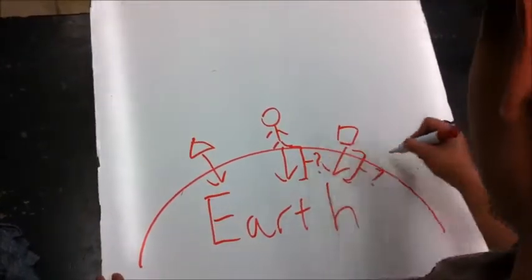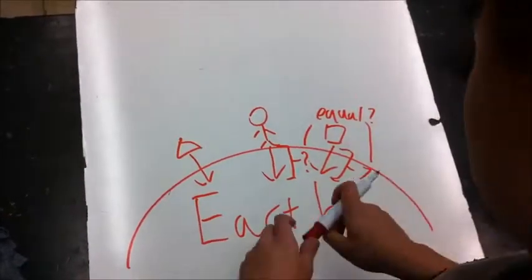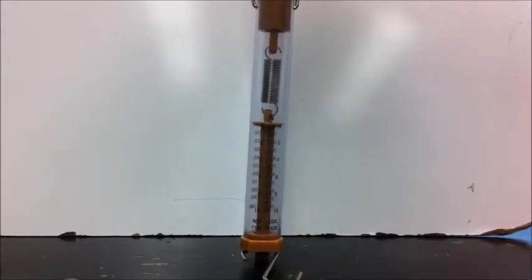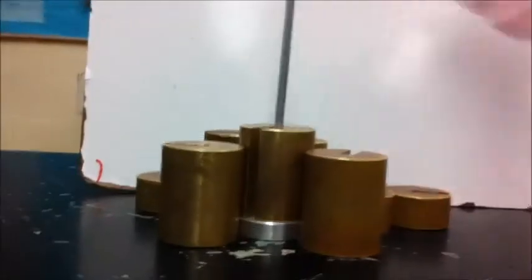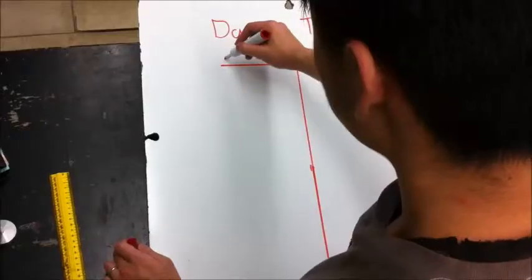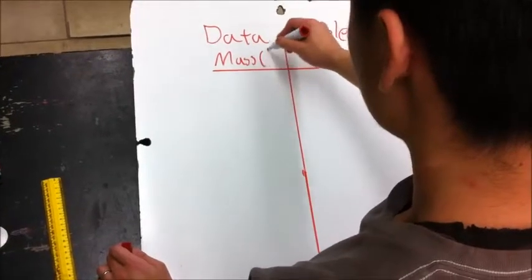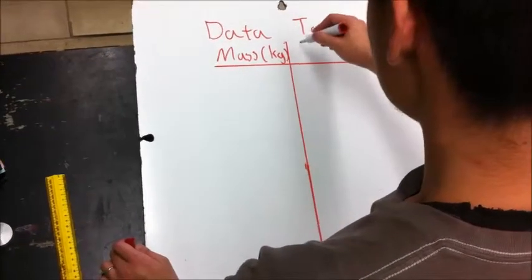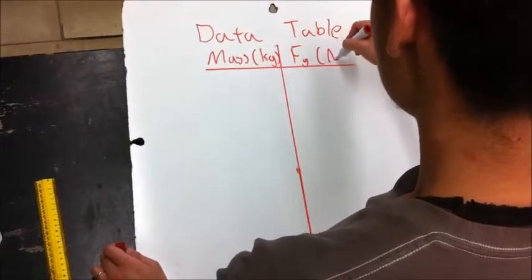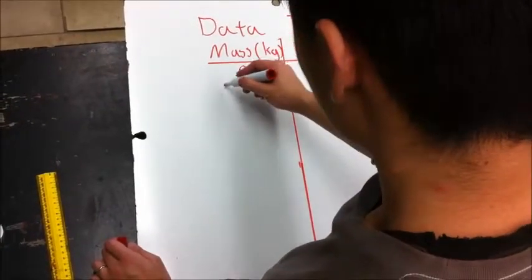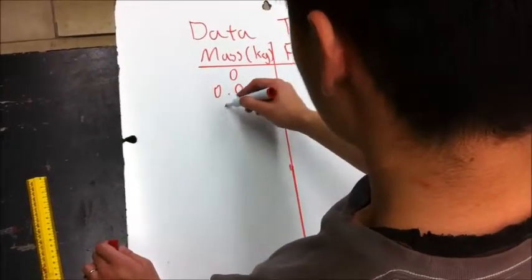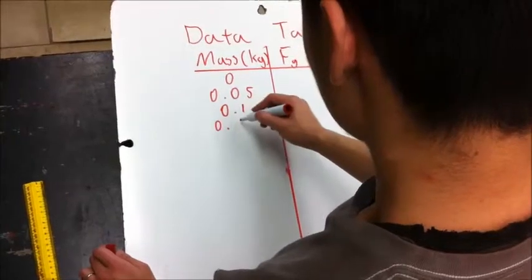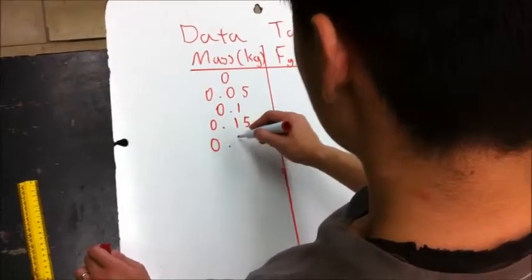Is it the same for all objects? Or does it vary based on object mass? We can find this with a simple experiment using a 10 Newton spring scale, a variety of different size masses, and some gravity. Before we start anything, we need to create our data table, with one column for independent variables, the mass of the objects in kilograms starting at 0 and going up by 0.05 kilograms, and the second column for our dependent variable, the force of gravity in newtons.